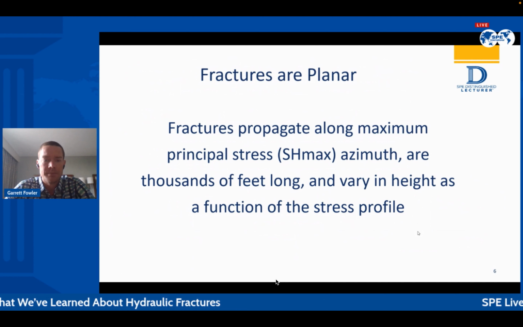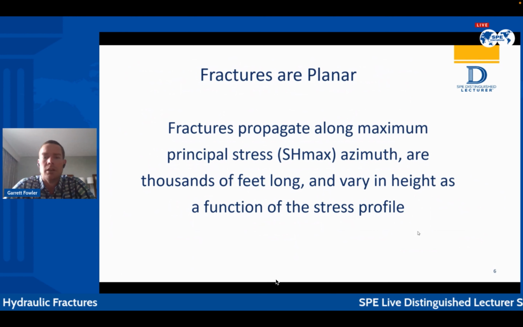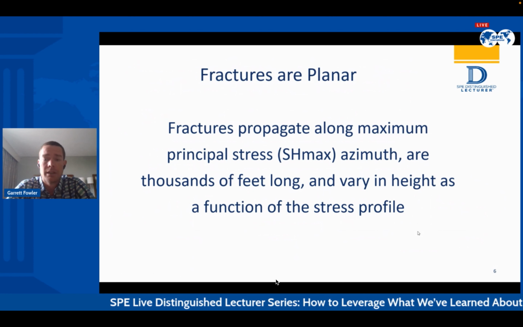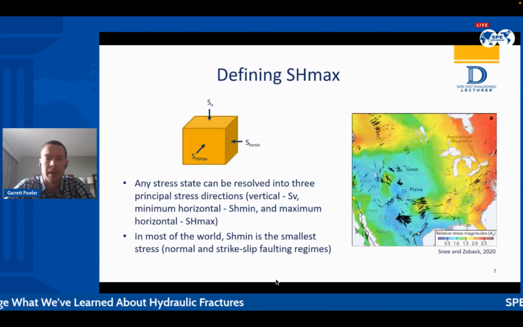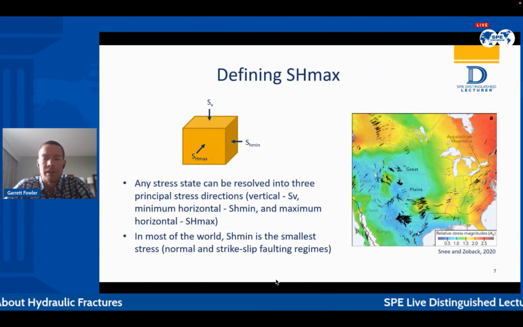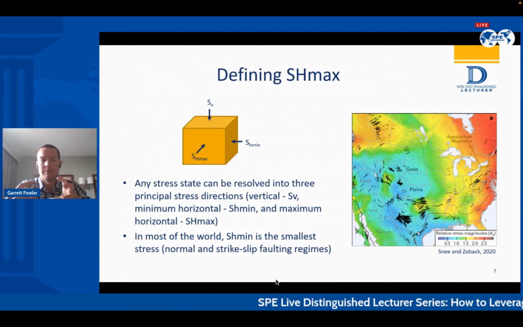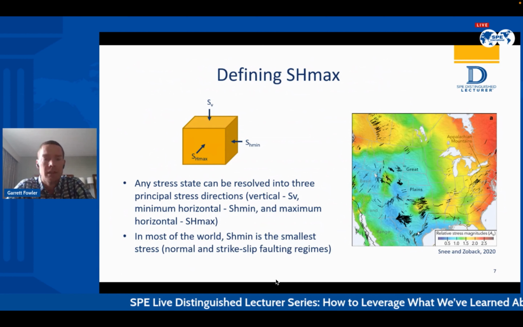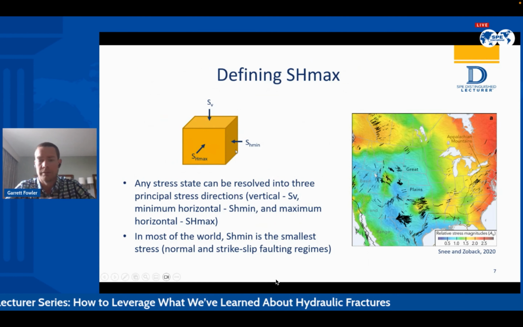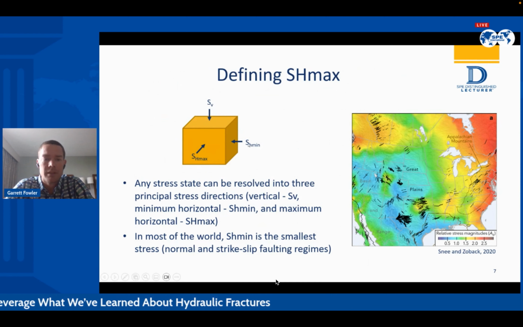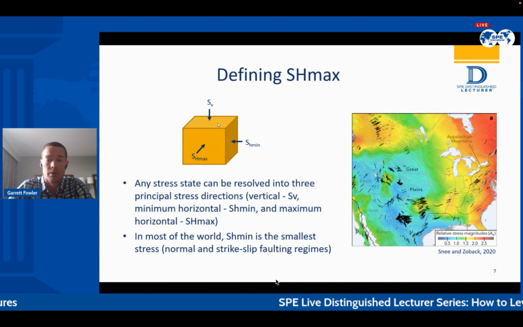Starting with fractures are planar. Fractures propagate along the azimuth of maximum principal stress. They can be thousands of feet long and vary in height as a function of stress profile, but can be thousands of feet tall as well. So what do I mean when I say SHmax, or maximum principal stress? At any point in the subsurface, the stress state can be resolved into three principal directions. Generally, you have your vertical, maximum, and minimum horizontal stresses. In most of the world, the minimum stress of these three component stresses is in the horizontal direction.